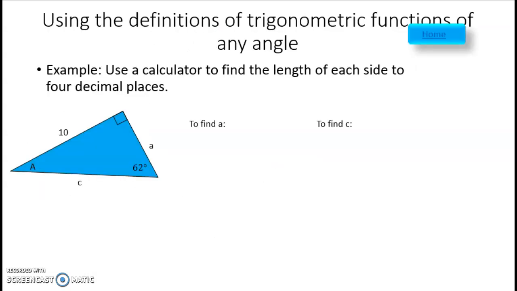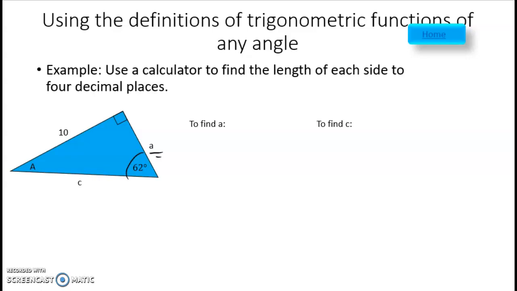Okay, switch gears just a little bit. We're going to use the definition of trig functions of any angle. So we're going to use a calculator to find the length of each side to 4 decimal places. The first one, we're going to find A. And this is the information that they give us right here within this triangle. So what I'm trying to do is find this side right here. Now what they give me is this angle and this side.